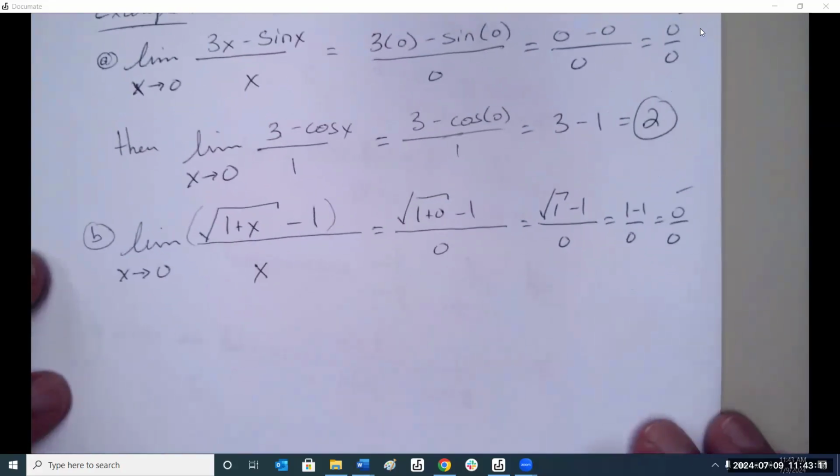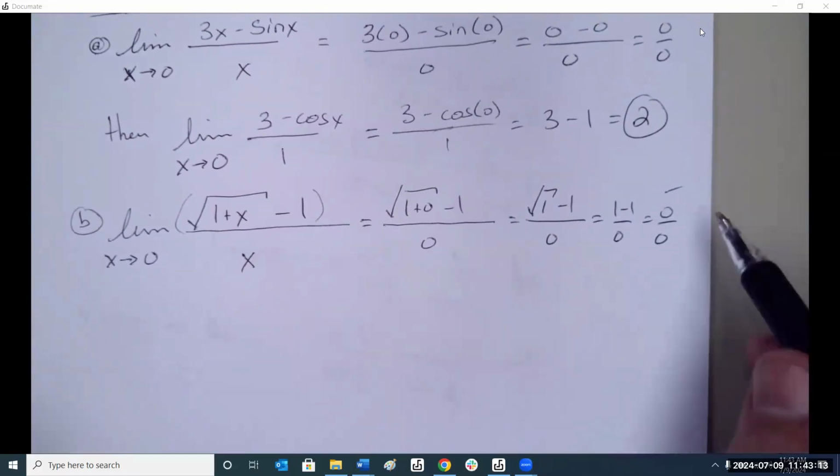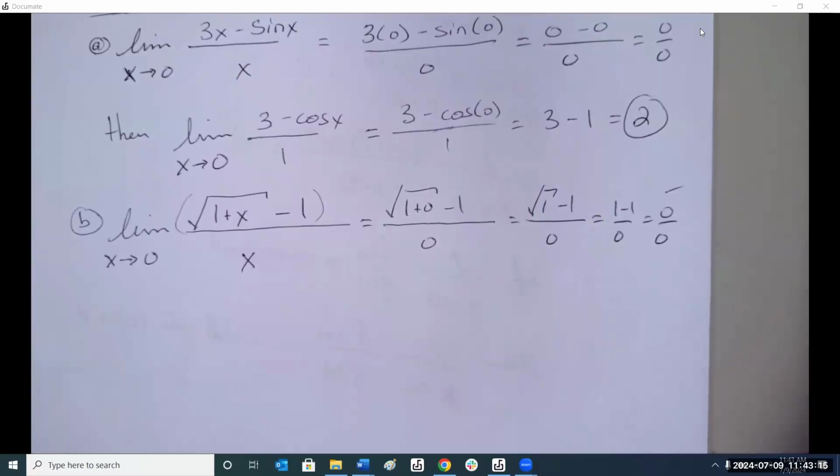Check. If it's not 0 over 0, we're done. We cannot use L'Hopital's rule. It has to be either 0 over 0 or infinity over infinity before we use L'Hopital's rule, or any combination thereof. 0 over infinity, infinity over 0. Has to have some sort of combination. Always check first, because if it's a number, you're done.